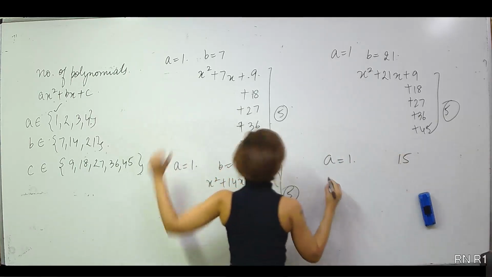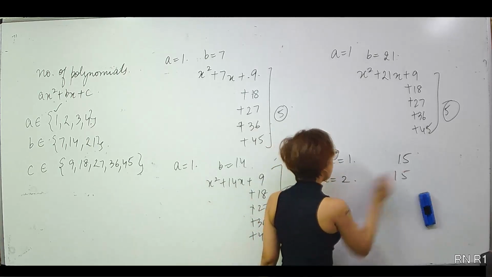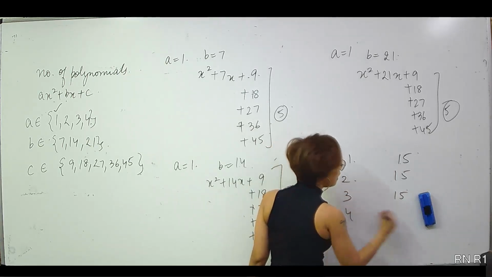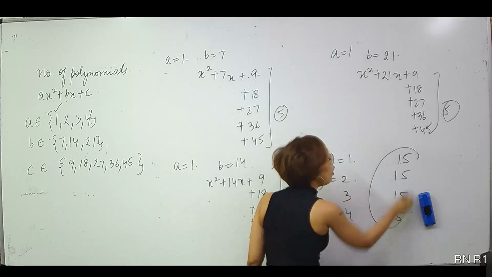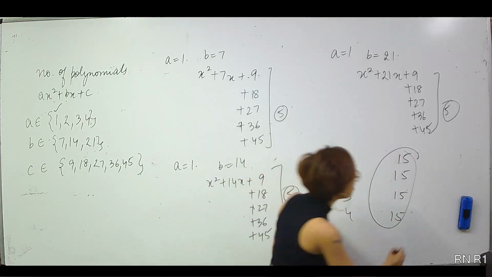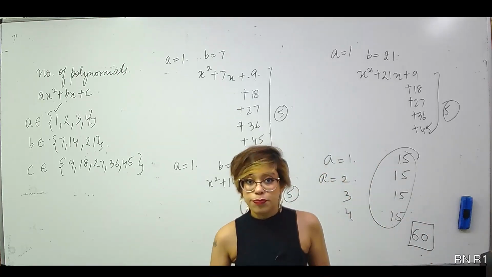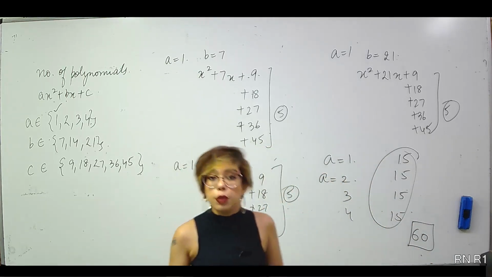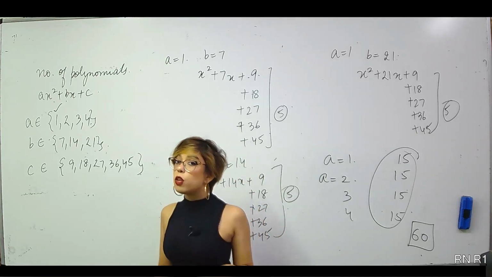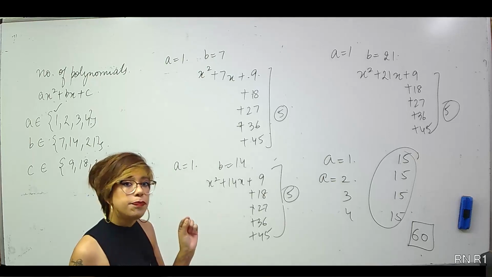Now, when A is equal to 2, how many polynomials do you think you get? 15. Then for 3, 15. For 4, 15. In total, how many polynomials am I getting? 15 plus 15 plus 15 plus 15, that means 60 polynomials. Which is the answer. Yes, there are different ways of doing that, but since this is class 10, I do not want to use certain things, but I want to point out one thing.